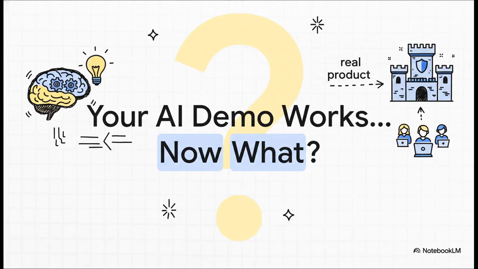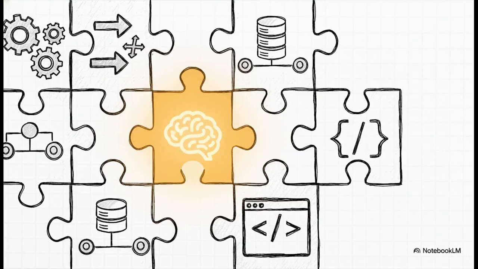All right, picture this. You've spent all this time hacking together an amazing AI demo. It's impressive, you're super excited about it, but then that big question hits you. Okay, now what? How do I actually turn this proof of concept into a real product that people can depend on every single day? And here's the absolute truth about that.